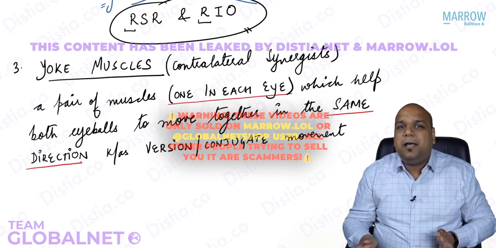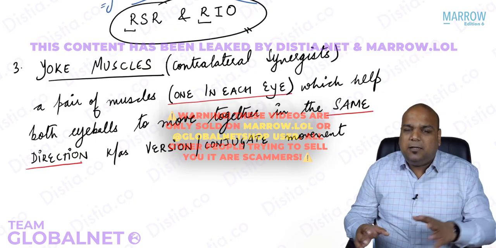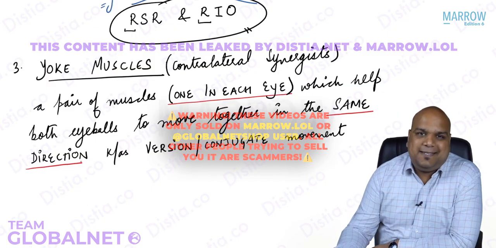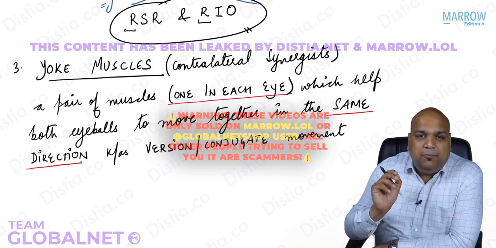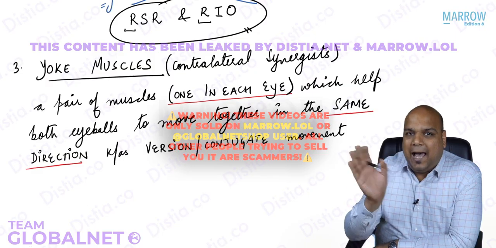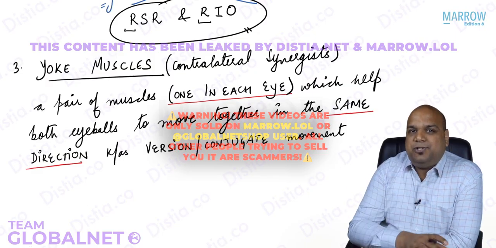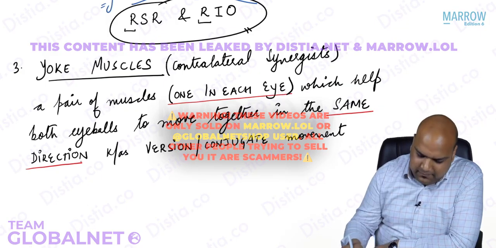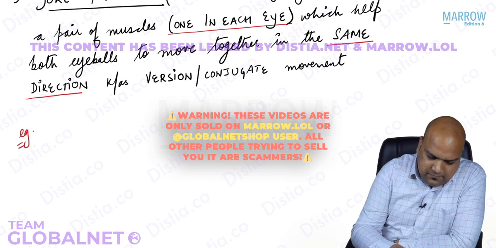So they are loosely termed as contralateral synergists. That is why we don't focus on the name, rather we focus on the name yoke muscles. Binocular movement is known as version. Uniocular movement is known as duction: abduction, adduction. But when both the eyeballs move together, we call it version movement. Now, what are the examples of yoke muscles?